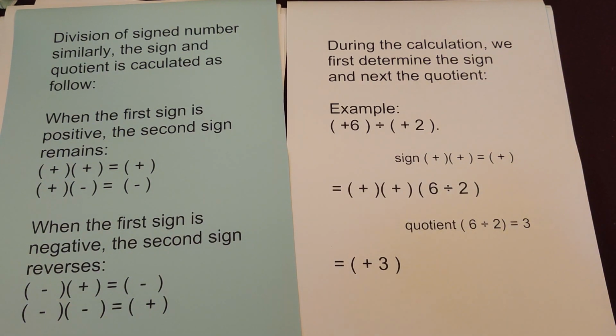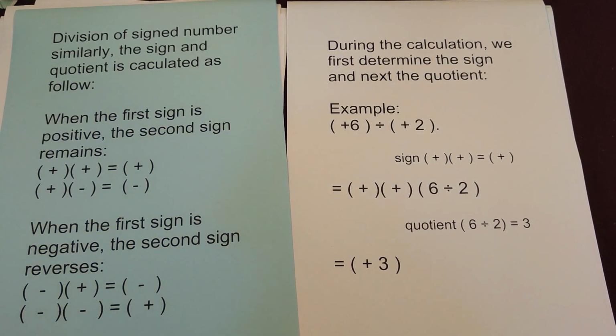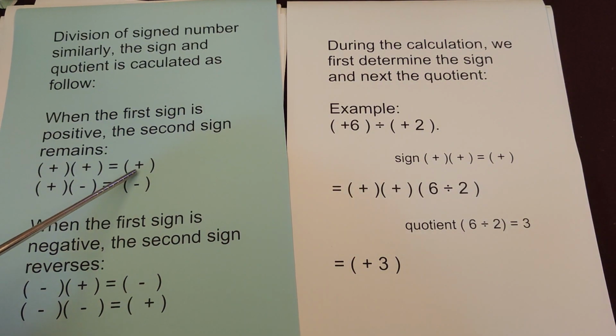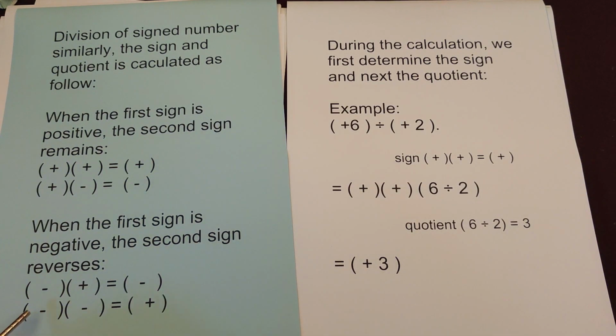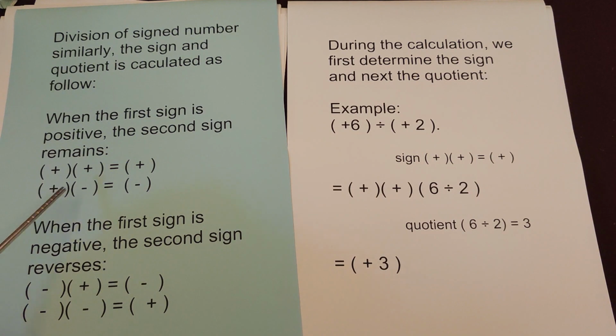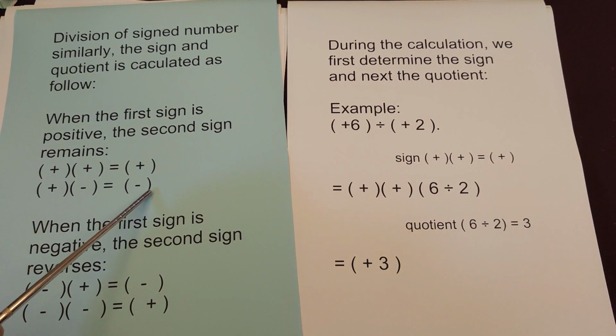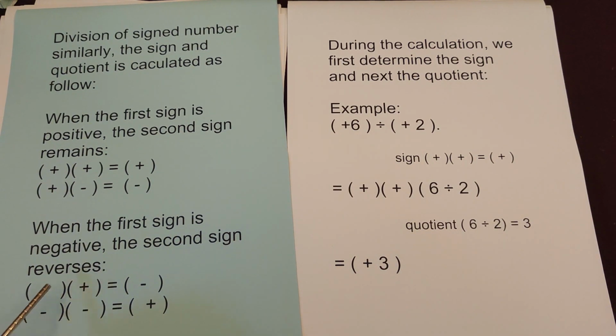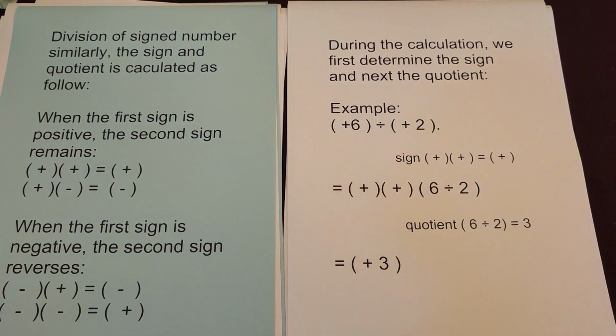Okay, we can repeat it this way. When the two signs are the same, we have a positive result. When the two signs differ, we have a negative result. Okay. During the calculation, we first determine the sign and then the quotient.